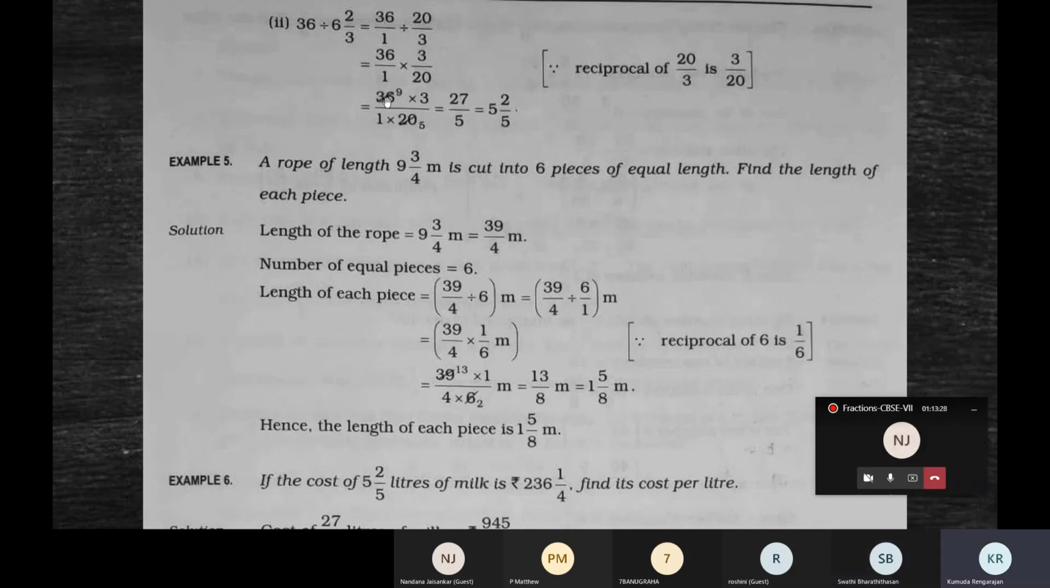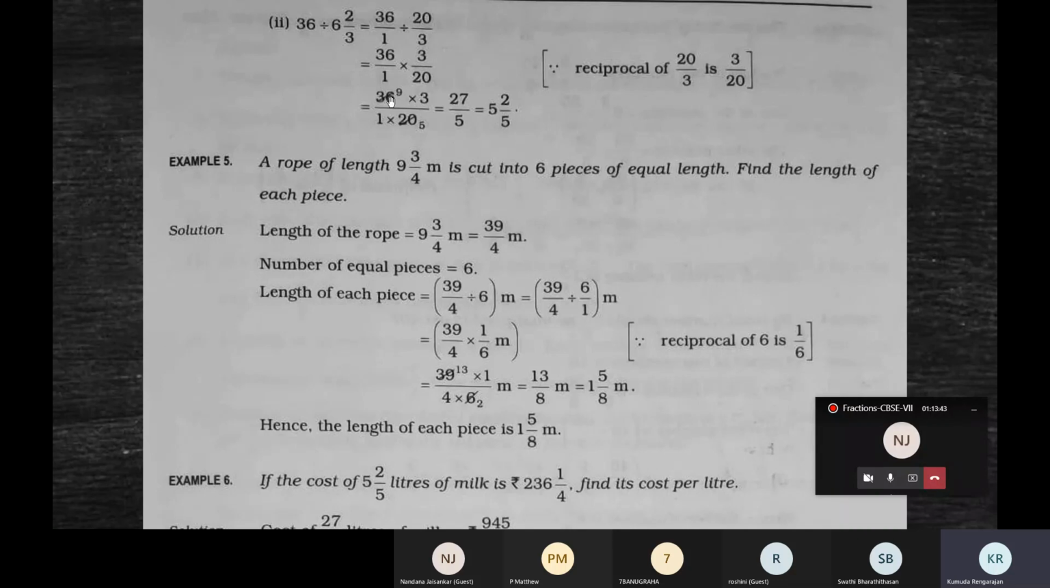So 36. So multiply the numerators. 36. I think I finished that. So now we need to take a number from the numerator, a number from the denominator, and try to simplify. So 36 and 20 in the table of 4.